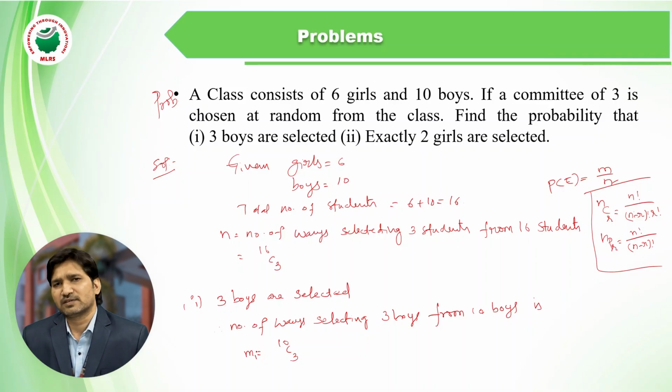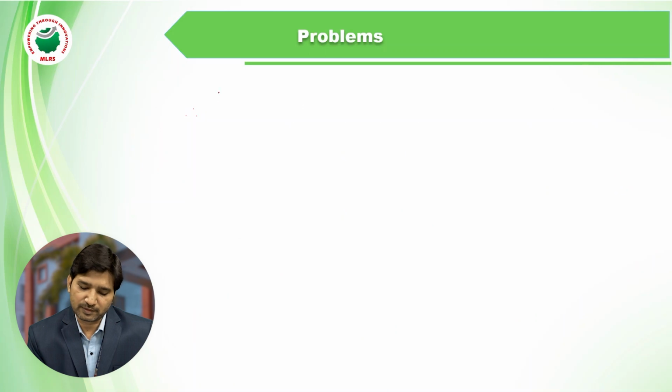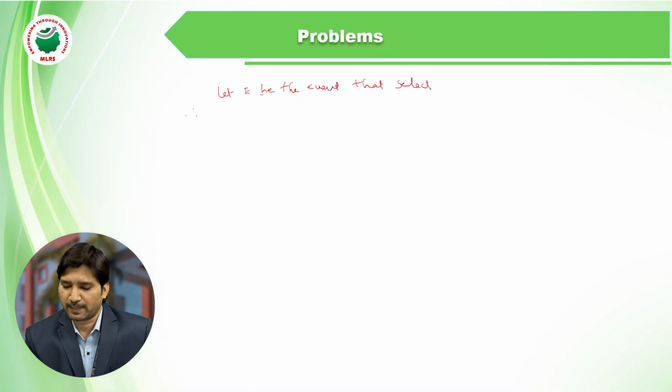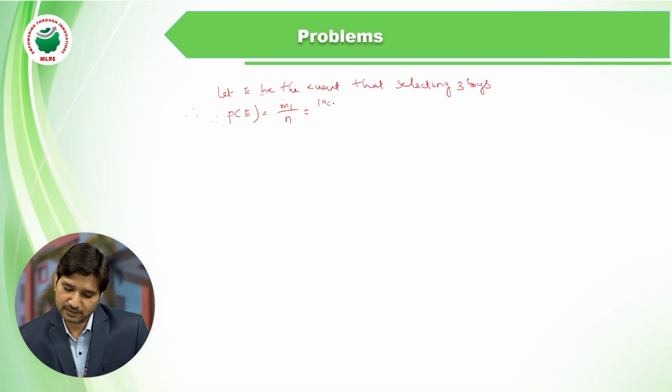Therefore, let capital E be the event of selecting three boys. Therefore, P of E equals M1 by N. Here M1 is 10C3. Therefore, P of E equals 10C3 divided by 16C3.